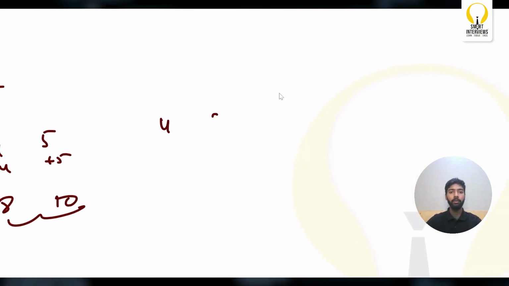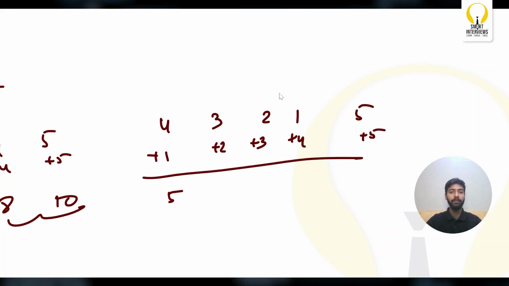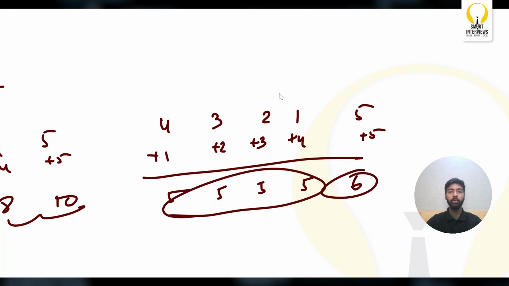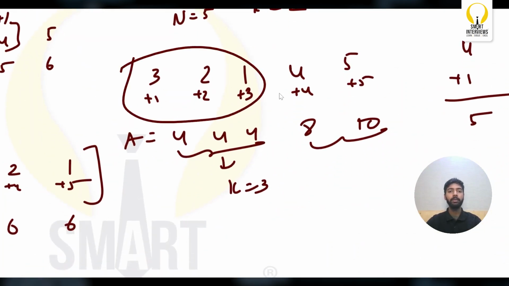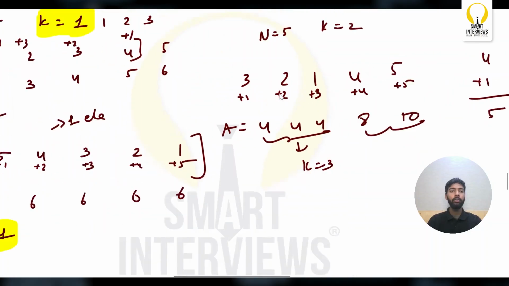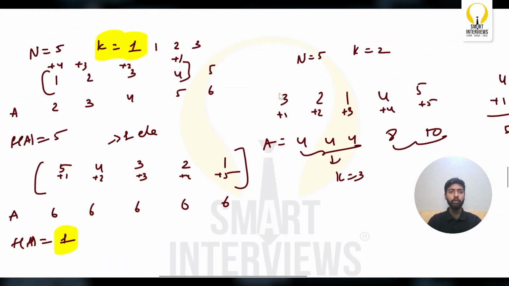You can simply take 4, 3, 2, 1 and 5. Then add plus 1, plus 2, plus 3, plus 4 and plus 5. All these elements will be 5, 5, 5, 5 and 6. So do you see only 2 unique elements are there? For the 3, you can simply take this kind of permutation. So what do you observe here? Do you see a pattern here?